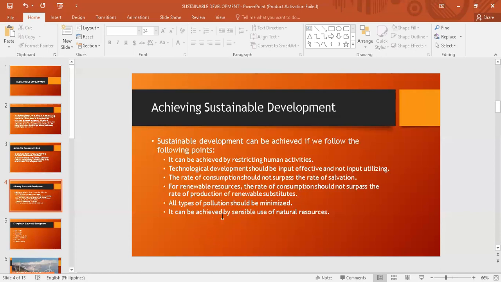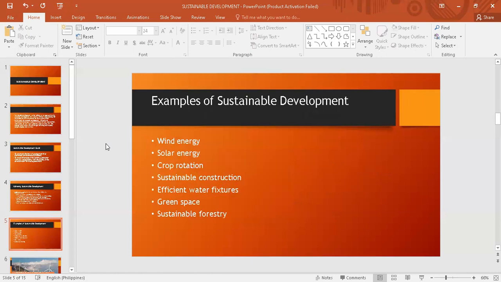Last, it can be achieved by sensible use of natural resources. Since these are natural resources, they come naturally from the environment. We have to be sensible. We have to make sure that hindi nasosobrahan. Kasi nga, it will take years for natural resources natin na maibalik. And yung iba hindi na nare-renew. Okay? So, kailangan maging sensitive tayo. Although merong industrialization, nako-compromise yung natural resources natin. We have to consider these facts.